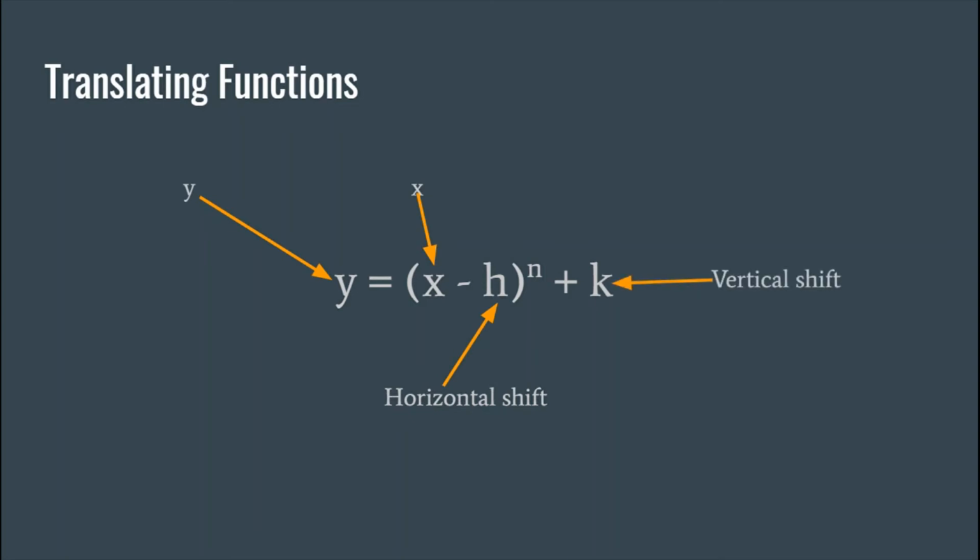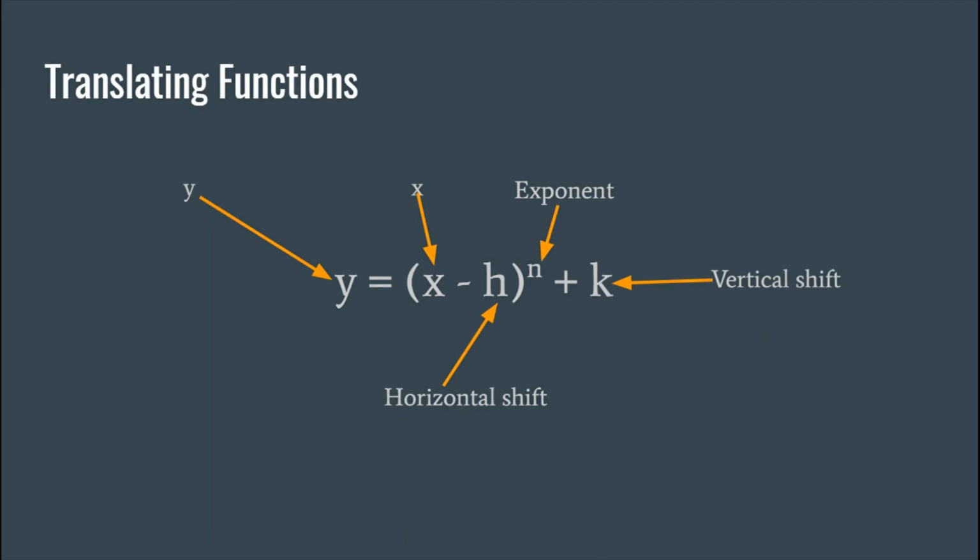Next we've got k, which is our vertical shift, or the amount the graph moves up or down. This one's the easy one. If you see plus k, it moves up. If you see minus k, it moves down. And last but not least, we've got this exponent here, because we're not just limited to the quadratic functions, which have an exponent of 2, but we also go up to 3, 4, and so on.